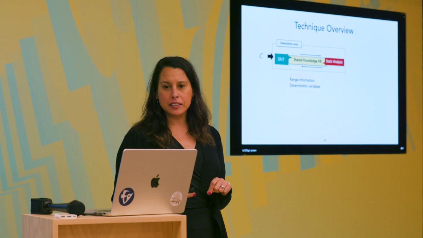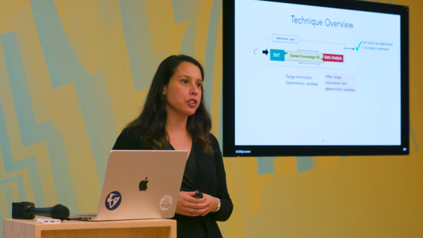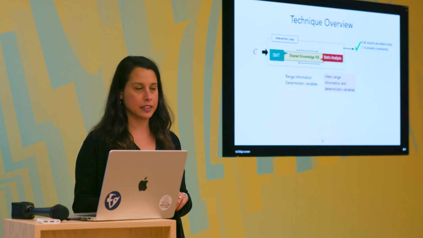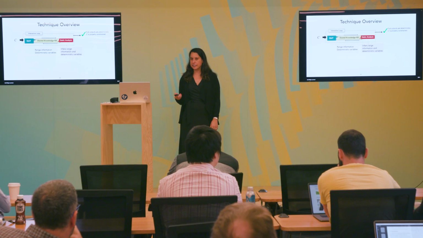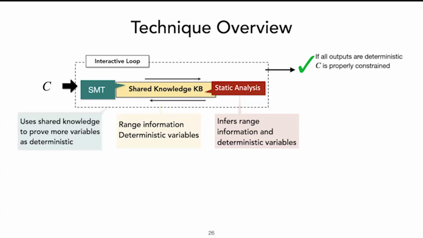And if at any point in this loop, we find that the output variables are a subset of the deterministic variables in our knowledge base, that means the circuit is properly constrained. Otherwise, we're going to first resort to our static analysis because it's cheap, and we're going to try to infer as much range information as possible and try to prove as many variables to be deterministic as possible. And at some point, we will no longer be able to make progress using static analysis, and when that happens, we will hand things over to the SMT solver.